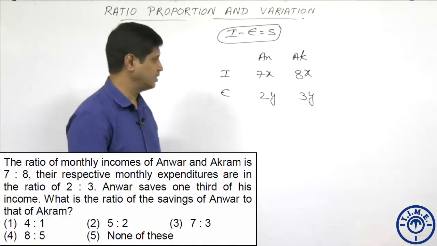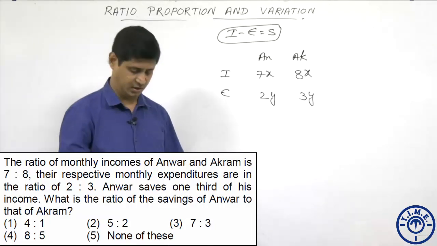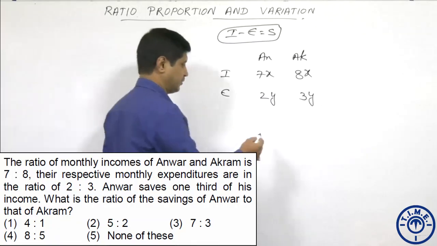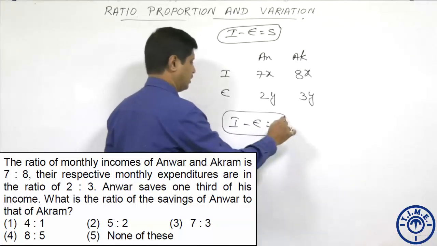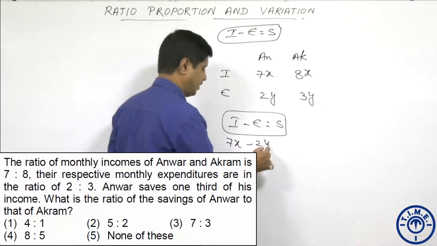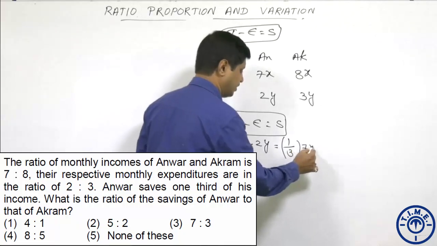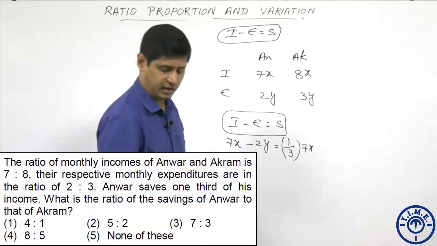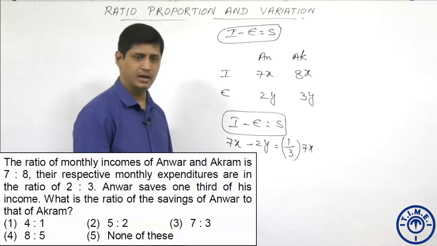Now what is the relation between the income and expenditure of Anwar? Anwar saves 1/3 of his income. Income minus expenditure results in savings. Income is 7x, expenditure is 2y, and the savings is 1/3 of his income. How much is the income? 7x is the income. What is 1/3 of it? 1/3 of 7x. Now simplify this by taking variables x on one side, y on the other side.